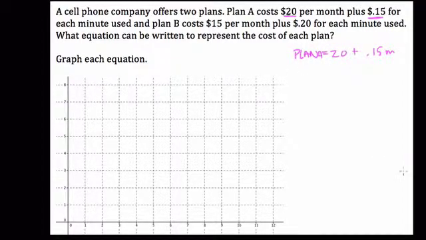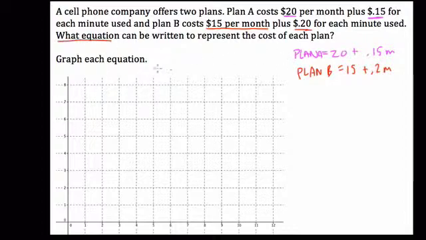Plan B was $15 per month, a lower initial fee, but then 20 cents for each minute. So plan B equals $15 plus $0.20 per minute. So those are our equations, right? They want to know what equation can be written.